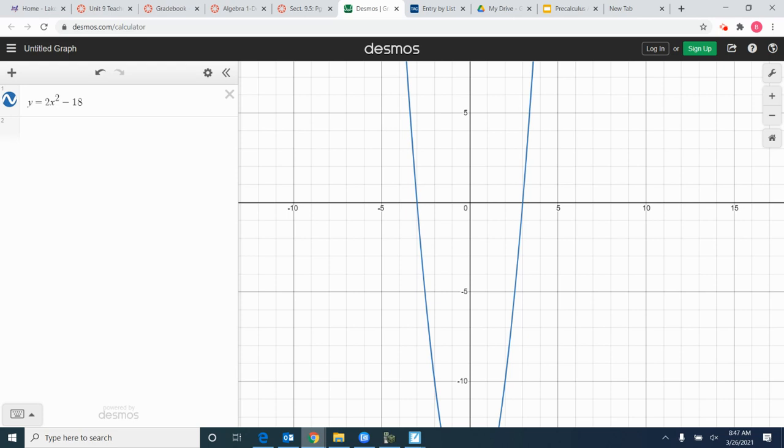Any ideas what we're looking for? No. Okay, y equals, and you're going to use the equals sign. We're doing this first one, and you need to write it like that. That's 2x, and then to get squared, how do I do this? Go to that keyboard, and then you hit that right there. And minus 18.